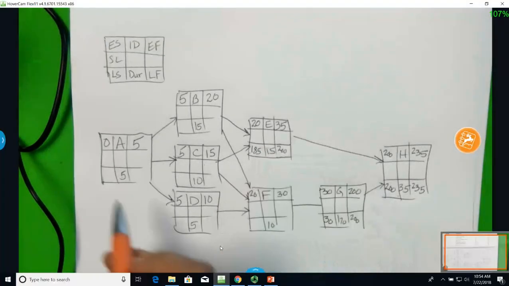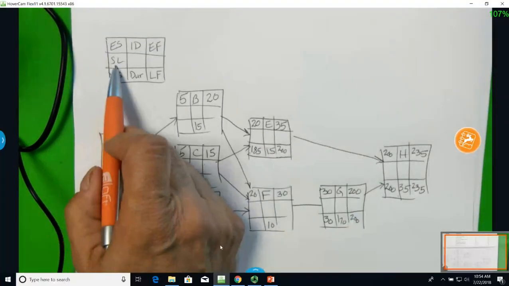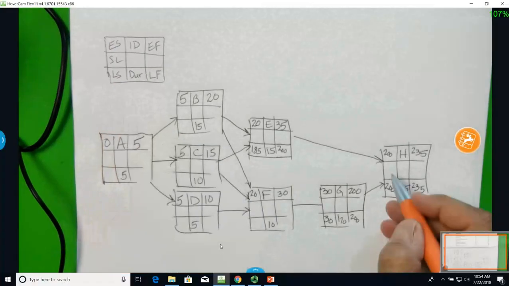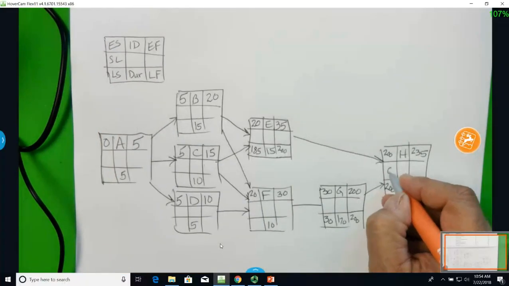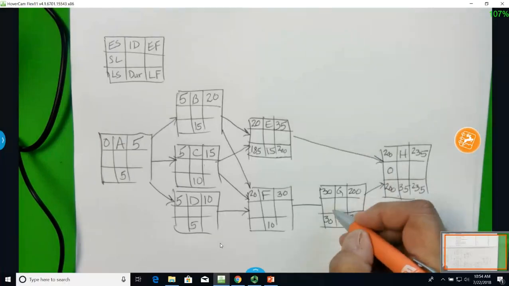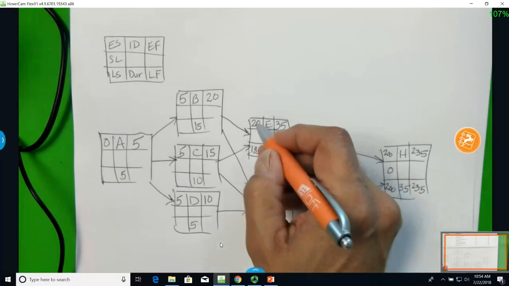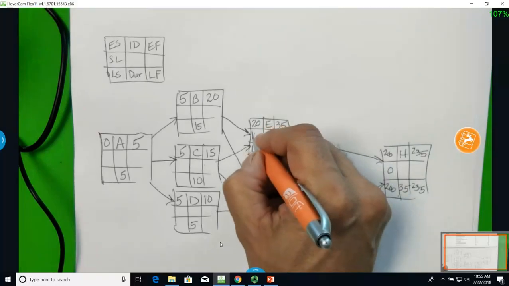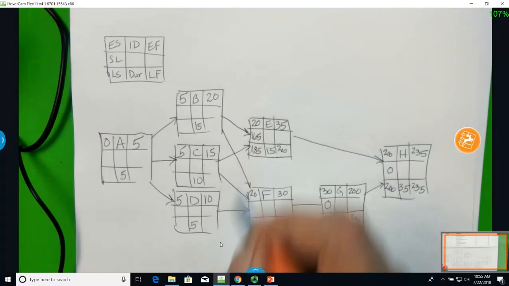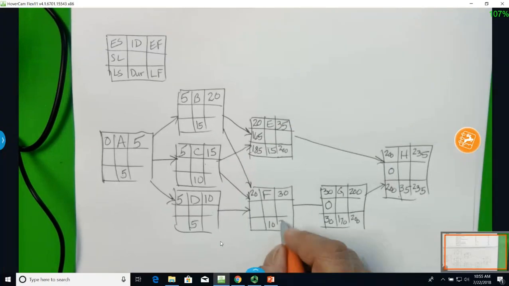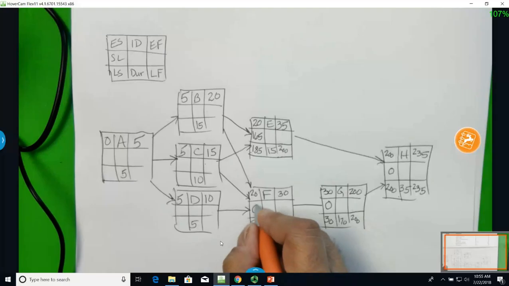Okay. Now remember up here we said slack. Early start minus late start. Well, we got no slack in this. 30 minus 30, I still have no slack there. 185, I have 165 days of slack here. Now I go backwards. 30 comes here. 30 minus 10 is 20. 0 slack.